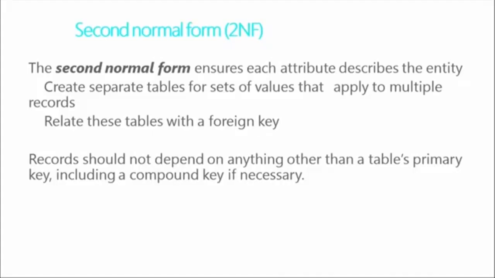Our second normal form ensures each attribute, or each column, describes the entity. So again, if we go back to our CDs, we're going to have a row for CDs. We want to make sure that every column in there is directly associated with that CD. And we're going to actually tie these tables together. We're going to be able to reference our CD table to our genre table by using what's called a foreign key. And again, I promise you we'll show you what that means here. Records should not depend on anything other than the primary key in that row or that table. And again, we'll expand on that.